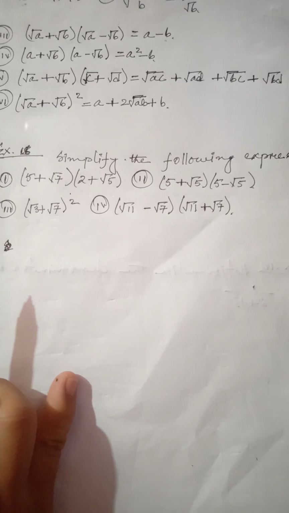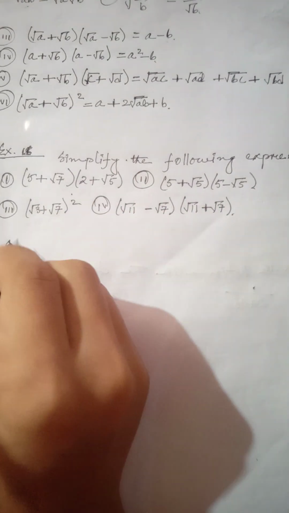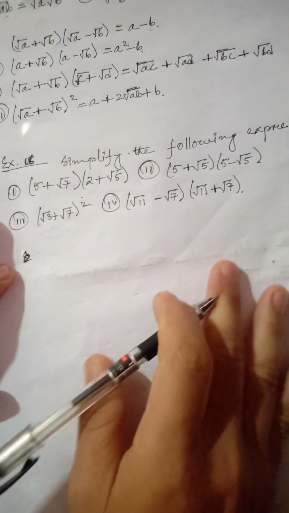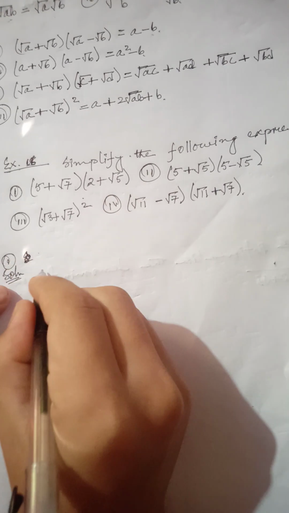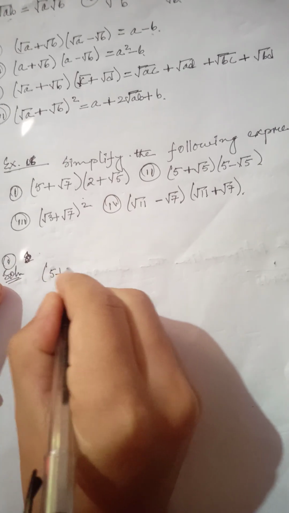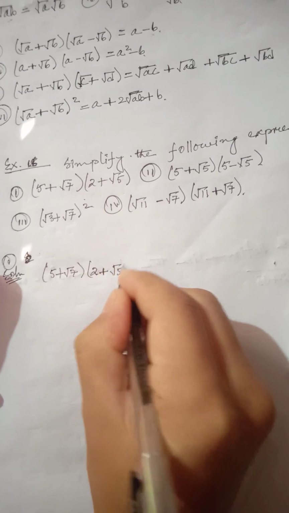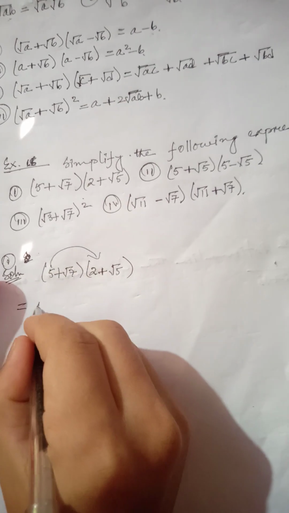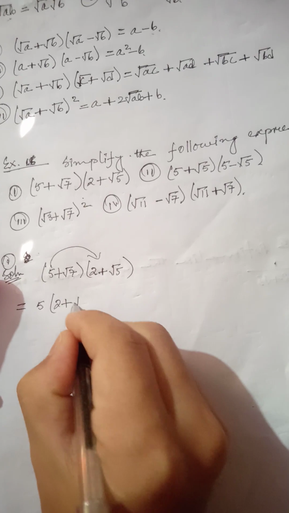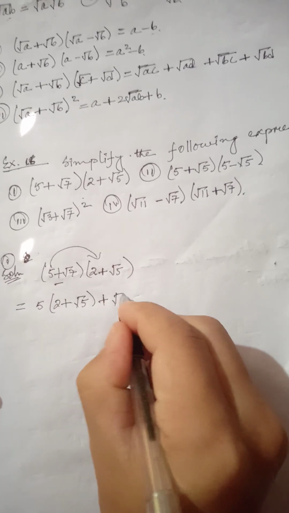Now we are going to solve this one. What is this? Simplify the following expression. Firstly, we're given the Roman number 1 problem, that is 5 plus root 7, into 2 plus root 5. So if you multiply these two, first 5 will be multiplied by 2 plus root 5, plus, you have to write plus here, then root 7.